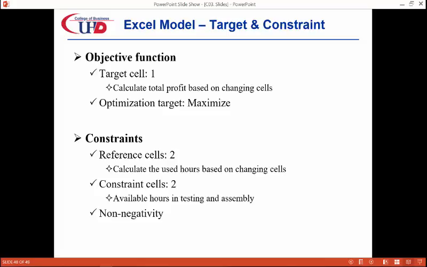constants. Remember, beside the resource-driven constraints, there are also non-negative boundary constraints. We don't need to put them in the spreadsheet. Instead, we can specify them in solver.